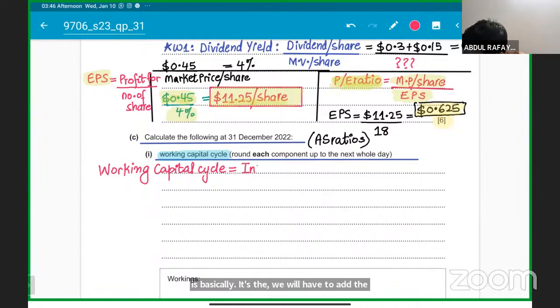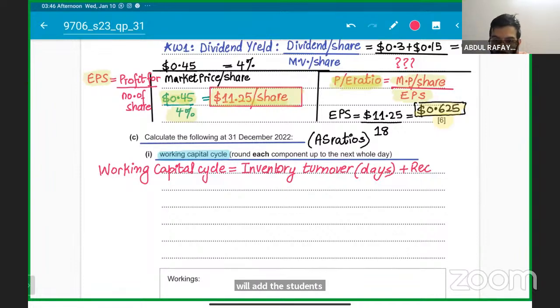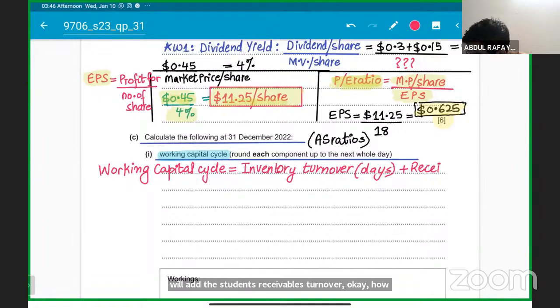Okay, so inventory turnover, let me write it down for those who don't know. Inventory turnover in days, you'll have to find, plus you will add the receivables turnover. Inventory turnover in days means how much time it takes for your inventory to sell off.